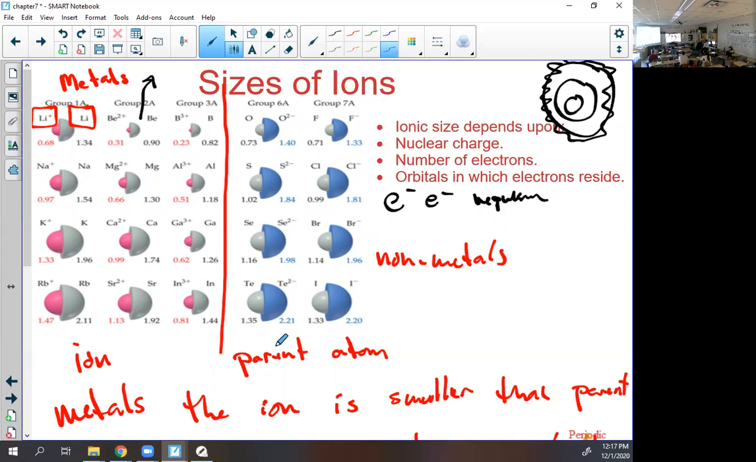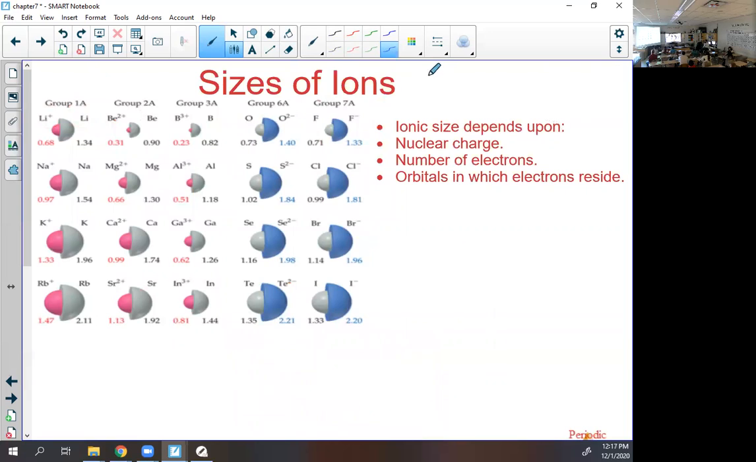All right, sizes of ions. Ionic size depends upon the nuclear charge, that's the Zeff, the number of electrons, because they're going to push each other away, and the orbitals in which electrons reside. These are the 3 things that lead us to the idea of the size of ions. Now, you need to be able to state and explain the difference between the size of a cation and its parent and an anion and its parent. And then you need to know why. So that's what the next few slides will be.